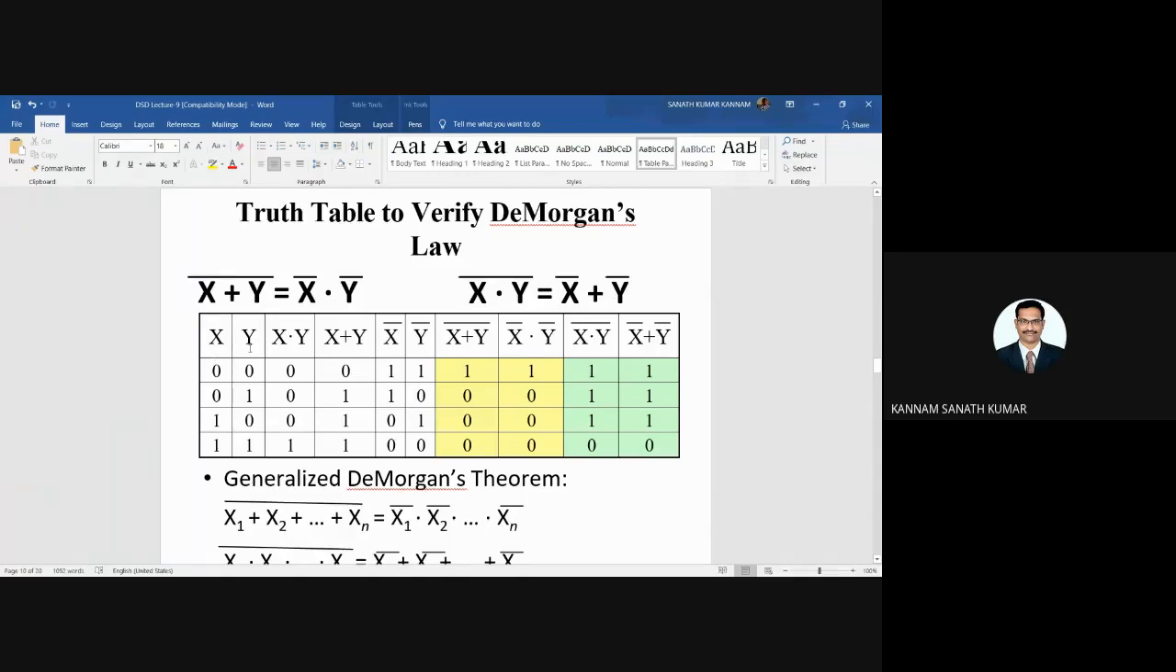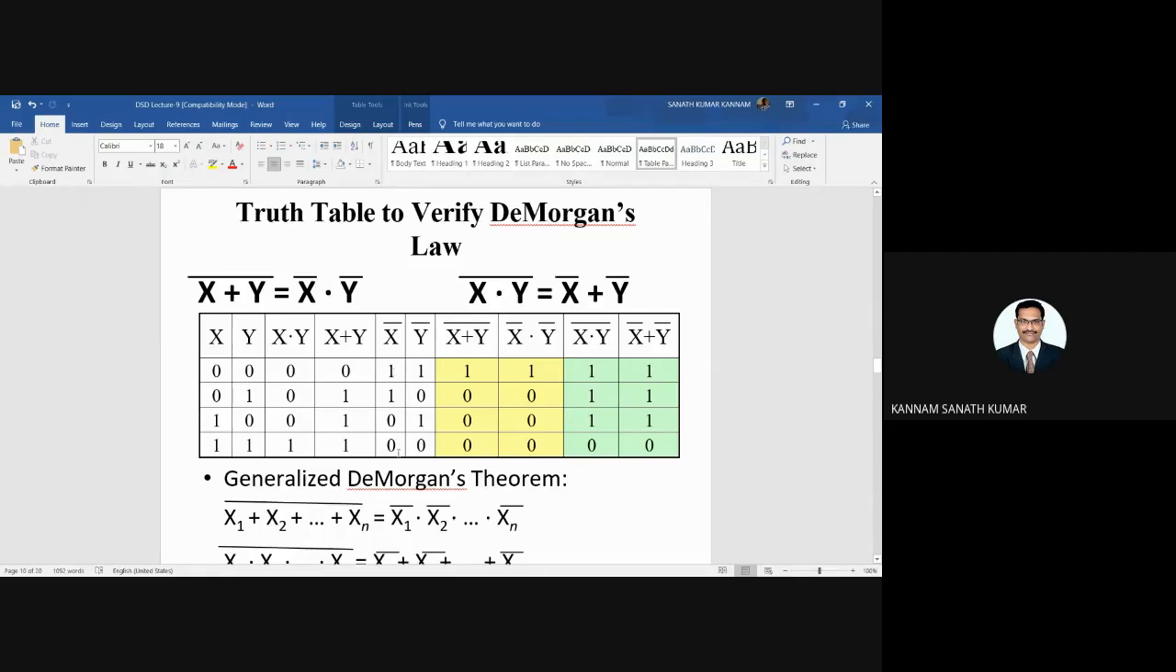There are two inputs, x and y: 0 0, 0 1, 1 0, 1 1. So x into y equals what? Same as an AND gate. If any of the inputs is 0, the output is 0, and if both inputs are 1, you get the output as 1. Next we need to find x plus y. X plus y is how much? If any of the inputs is 1, the output is 1. If both inputs are 0, you get output 0.